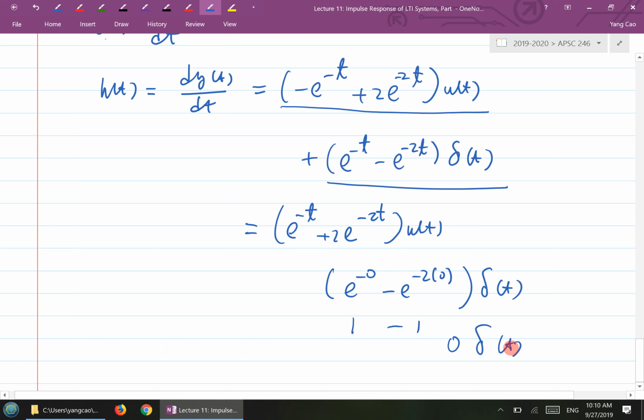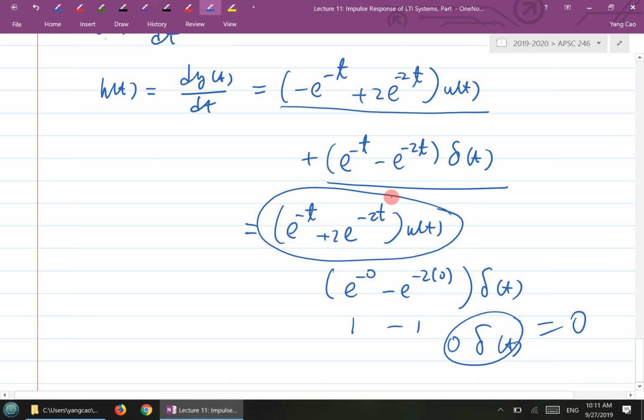So 0 times delta t, this is where it could get confusing. Delta t is infinite at t equal to 0, and then infinite times 0, what should that give us? In this case, 0 trumps infinite, so this term will be 0. So you're left with just this portion. That good? There's a combination of different applications of the properties here. It's a very simple question, but you're making use of a lot of results.